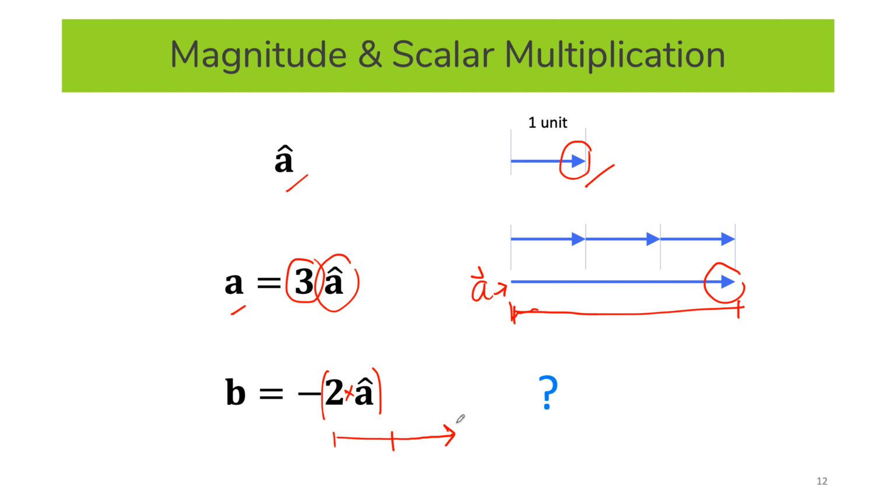It's pointing in the same direction as A caret, but it's 2 times longer than A caret. Now, the effect of the negative sign is to flip the direction of the arrow. And therefore, this is what a vector B would look like. It's 2 times as long as the vector A caret, but it's pointing in the opposite direction.